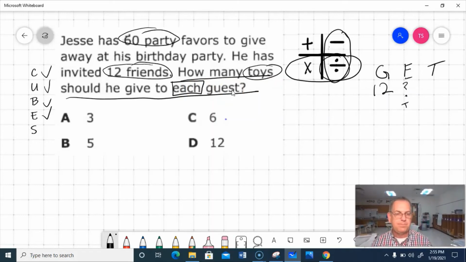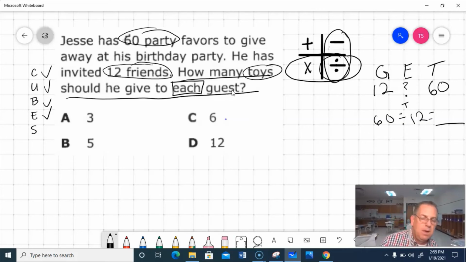Do I know the total? Yep, the total is the total amount of party favors, or total amount of toys. So what expression can I use to solve this? Yep, that's going to be 60, because I know my total, I'm talking about equal size groups, divided by 12. That's going to equal something. What multiplication fact could I use to help me solve this? That's right, 12 times something, 12 groups of something equals 60. That's a multiplication equation I could use to solve this.